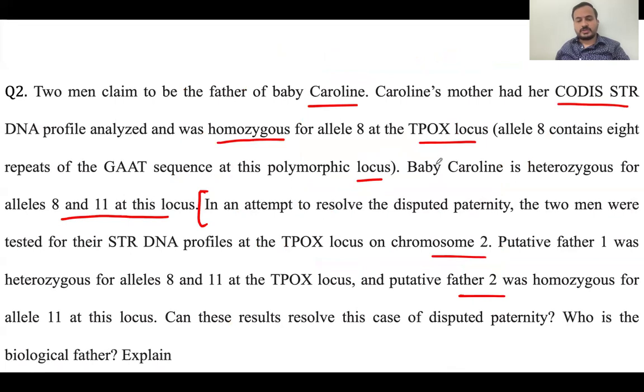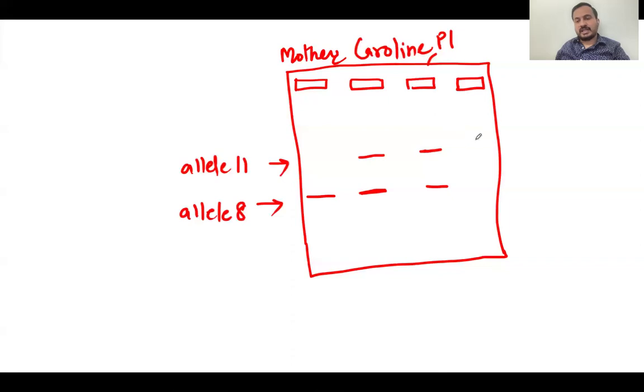Putative father 2 was homozygous for allele 11. So in that case, you will get a single band, because again, he is homozygous. And even in this case, there is a possibility that he might give allele 11 to baby Caroline. So we cannot say conclusively who is the possible father. It could be P1, P2. The data are insufficient because remember, baby Caroline is getting 8 from her mother, 11 she could get either from P1 or even from P2.